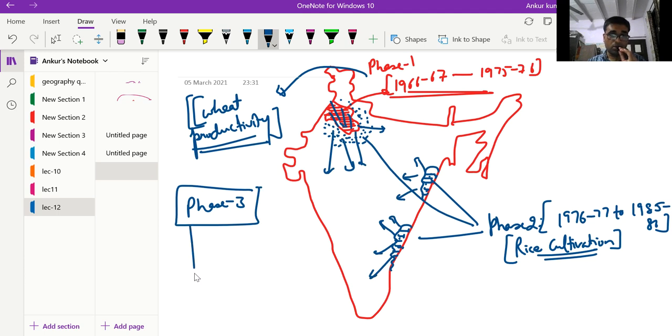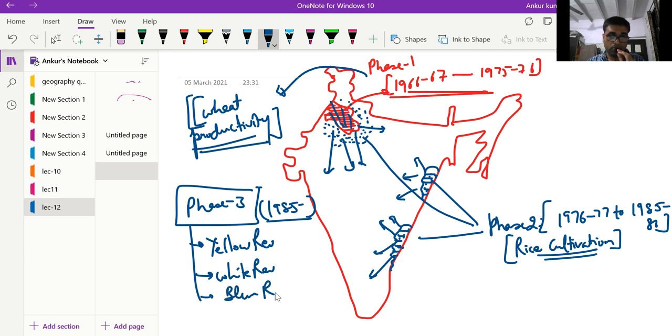Along with that, the other productivity enhancement programs after 1985 were also undertaken. Now, which were these? Whether it was the yellow revolution, the white revolution, okay, it was the blue revolution. So these programs were also undertaken. So this was the spatial analysis. Okay, this map can be made, right? So this was the detailed analysis of the green revolution.